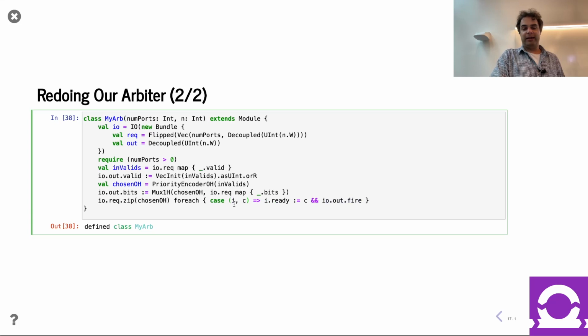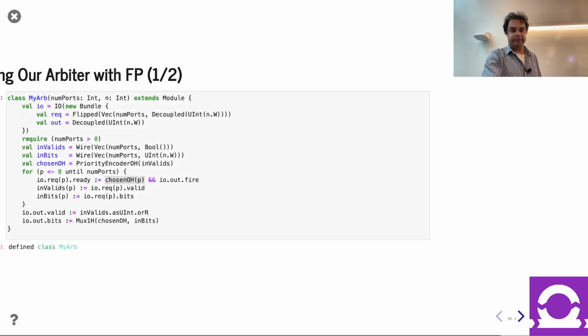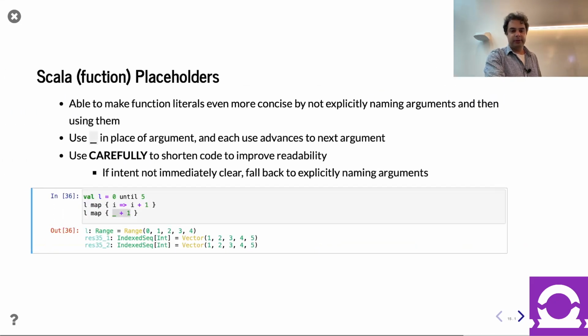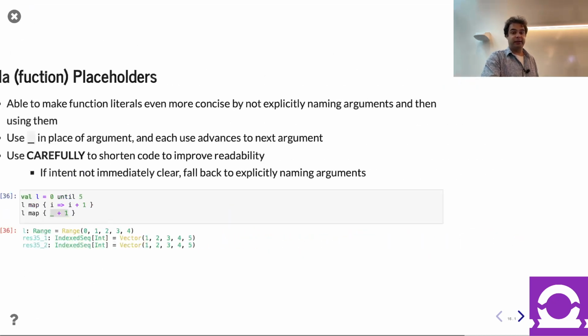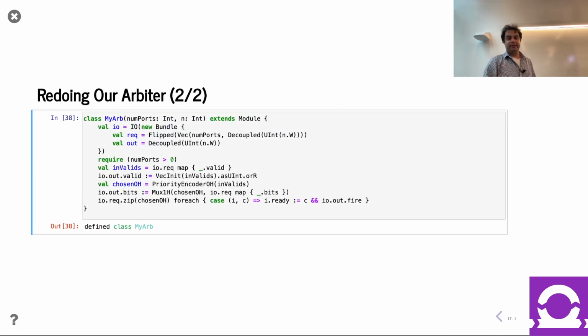Here I'm using I for input and C for chosen one-hot. Perhaps you prefer more verbose names; that's totally up to you. But once again, this is extremely concise, and this is what happens in functional programming: you often get these really powerful, very concise things. As you saw a couple slides ago, I even did multiple operations in the same line, a zip and a foreach. You can do multiple operations in a line. I find that two, maybe three is about the limit.